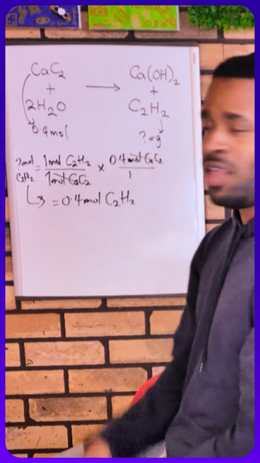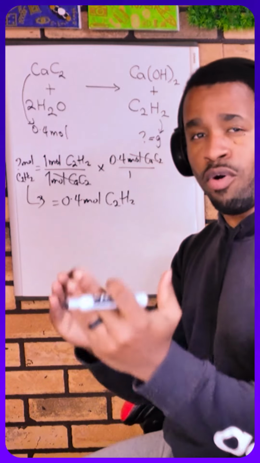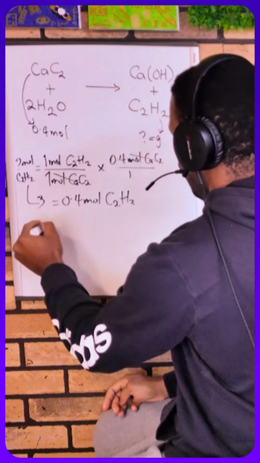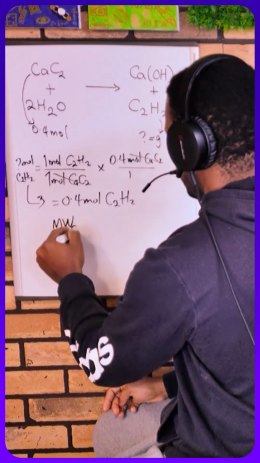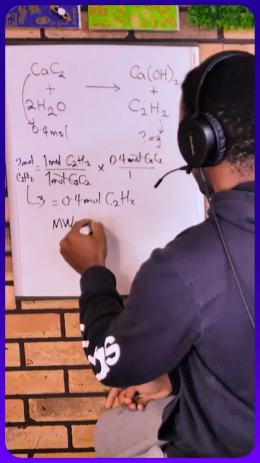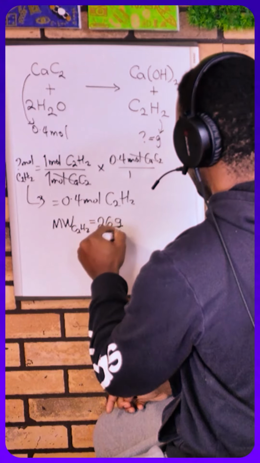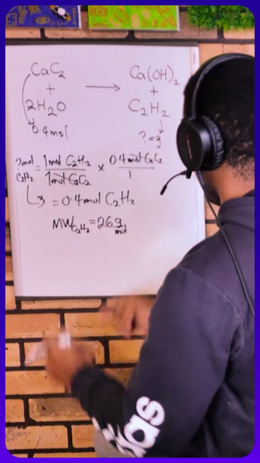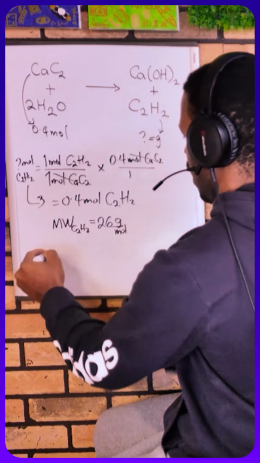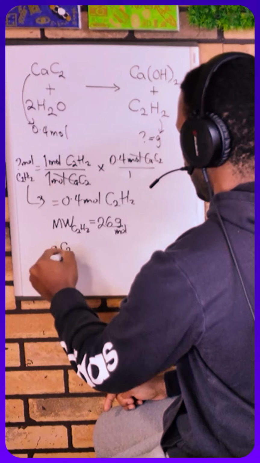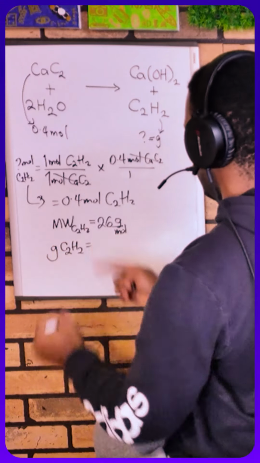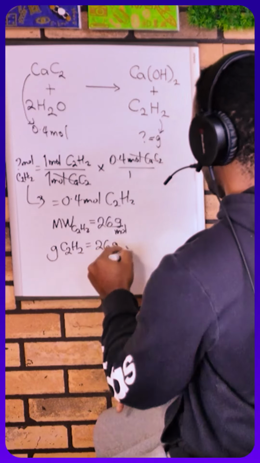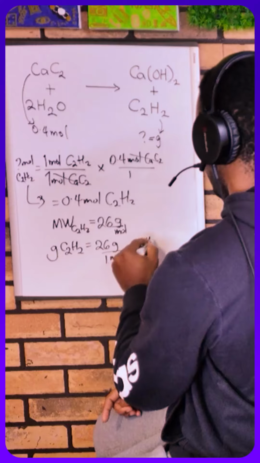This number we need to convert to grams, and based on the molar formula, by adding all the atomic mass units, the molecular weight of our acetylene is equal to 26 grams per mole. Once we have this with our moles, we multiply these 2 numbers together to get the grams. So the grams of our acetylene is going to be 26 grams divided by 1 mole times the 0.4 moles.